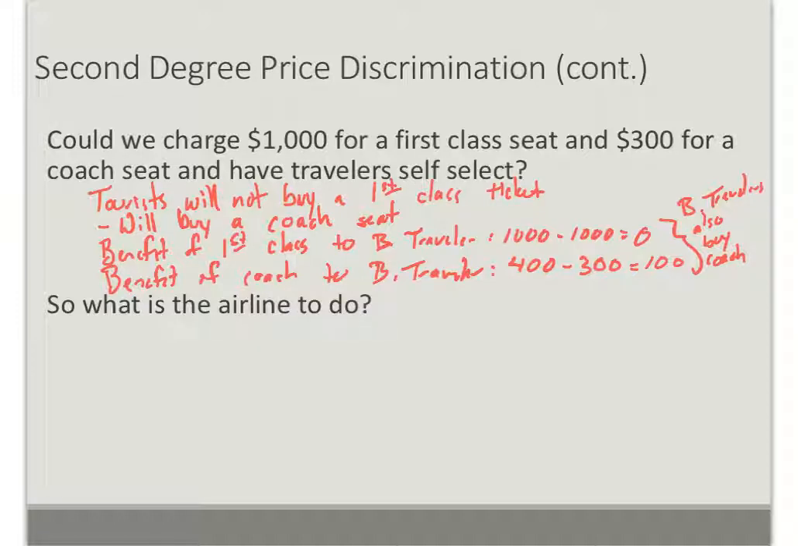That's why first-degree price discrimination won't work here. We can't just set these prices and assume they're going to self-select. That's not actually going to happen. Okay, so what is the airline to do?